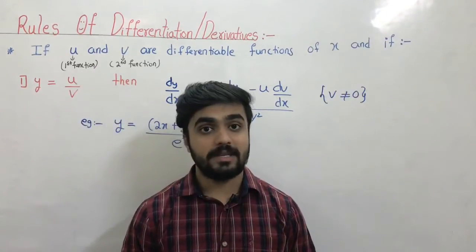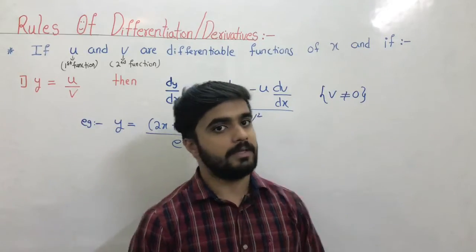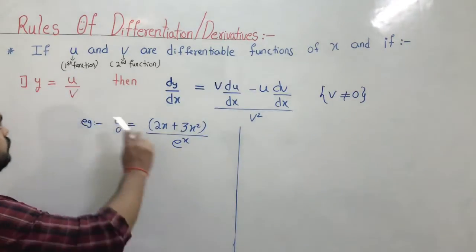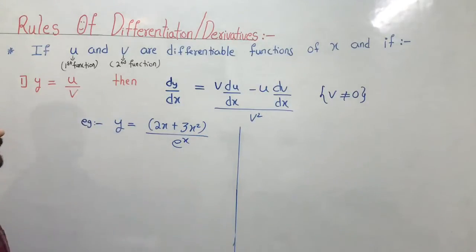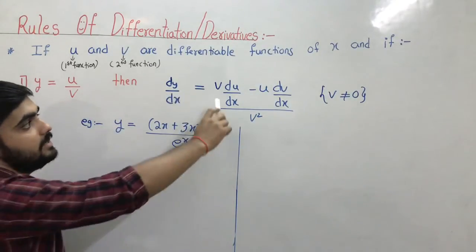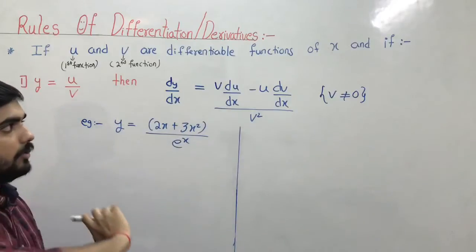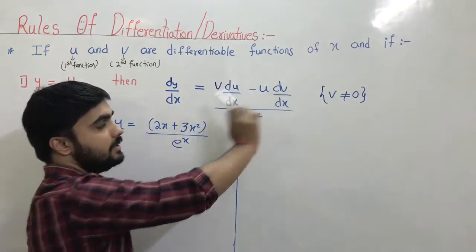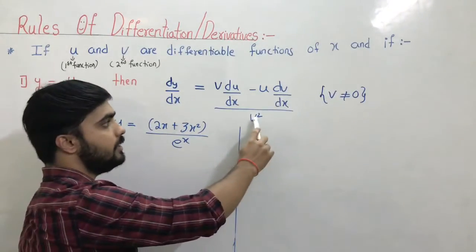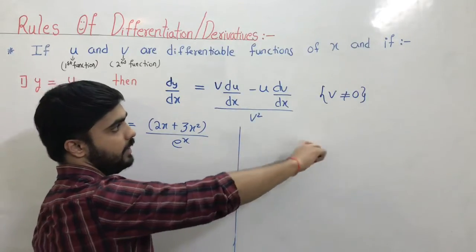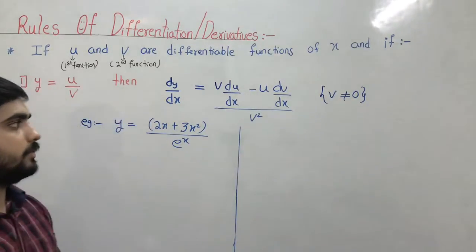So our next numerical is based on fourth rule, that is division rule. So if y is equal to u by v, then dy by dx is second function as it is, derivative of first, minus first function as it is, derivative of second, upon second function whole square, and condition is v is not equal to 0.